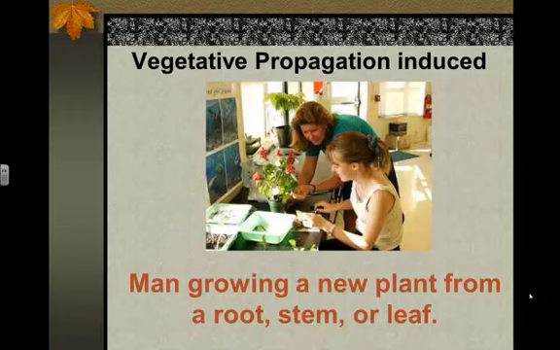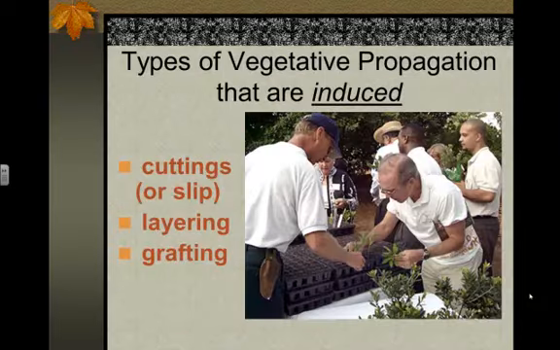There's one type of vegetative propagation that is induced. When it's induced, that means it's forced, and man does it. So man is going to grow a new plant from a root, a stem, or a leaf. I've done some of this propagating myself. Some are real easy to propagate. For vegetative propagation that is induced, you need to know these three types: cuttings, layering, and grafting. Cuttings and layering anybody can do simply. Grafting takes expertise. You've got to know how to do that and about some of the parts of the plant.